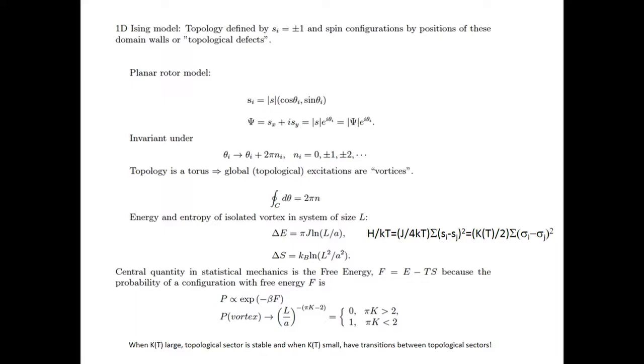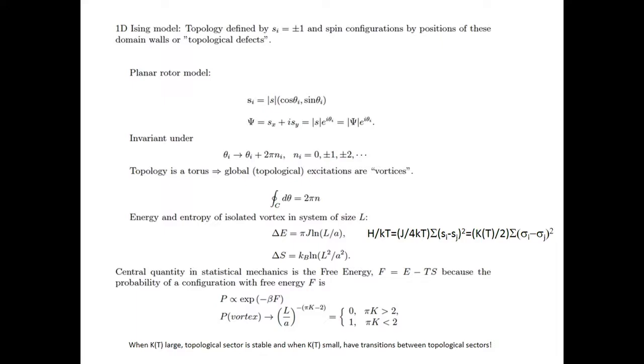Now, of course, what we really need is the free energy of such a vortex, of such an excitation. And this can be defined by Boltzmann's constant times the logarithm of the number of possible positions of the vortex. And the number of possible positions is just the area, L squared, divided by the area of the vortex core, this A squared.